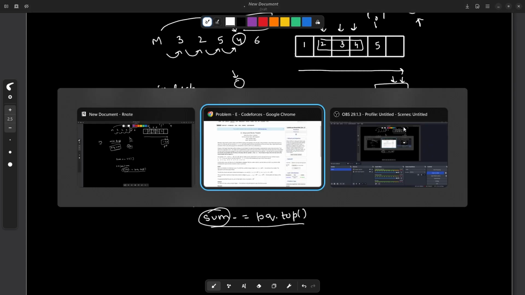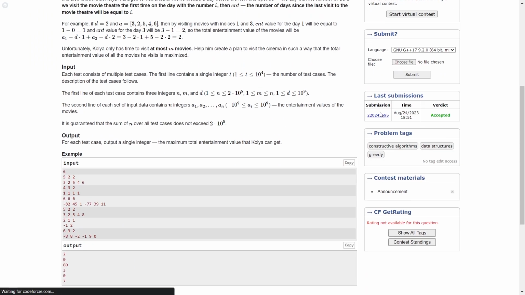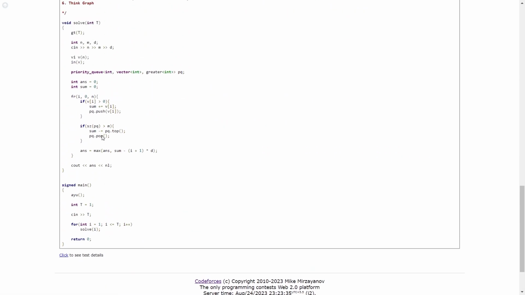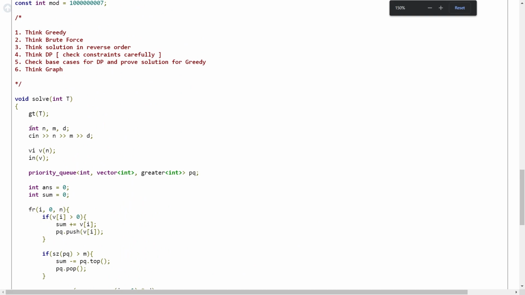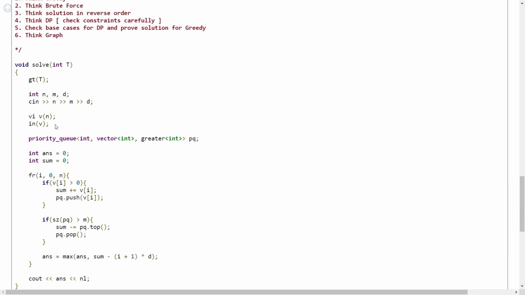So let me just show you my final code that I submitted during the contest. You see what I've done here is I've taken three integers n, m and d as input. I've created a vector v of size n, and I've also created a priority queue. Now in C++, this is how you can create a min heap. By default, C++ forms a max heap. So if you want to create a min heap, this is the syntax that you will have to follow. Now I initialize my answer and sum variable with 0.